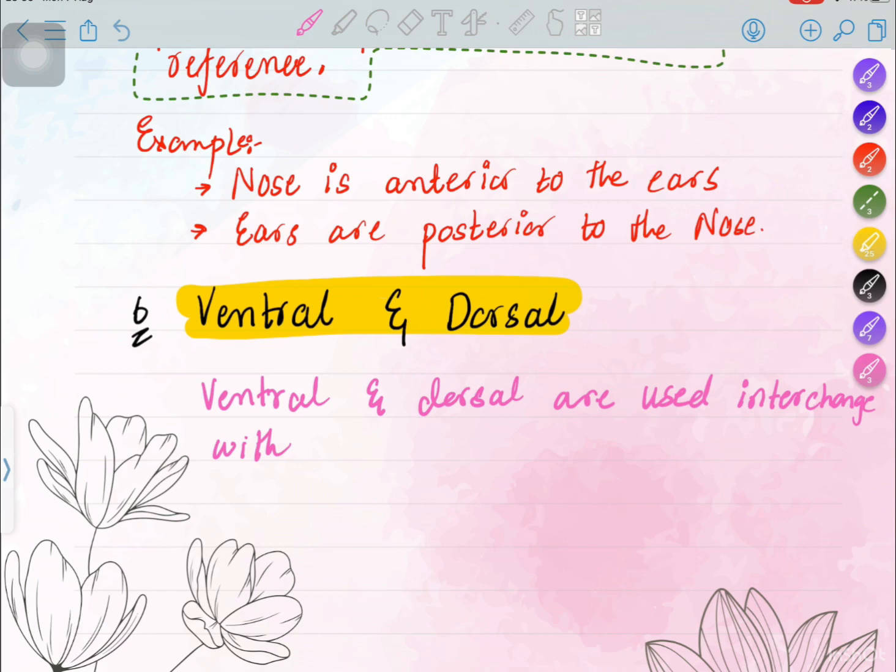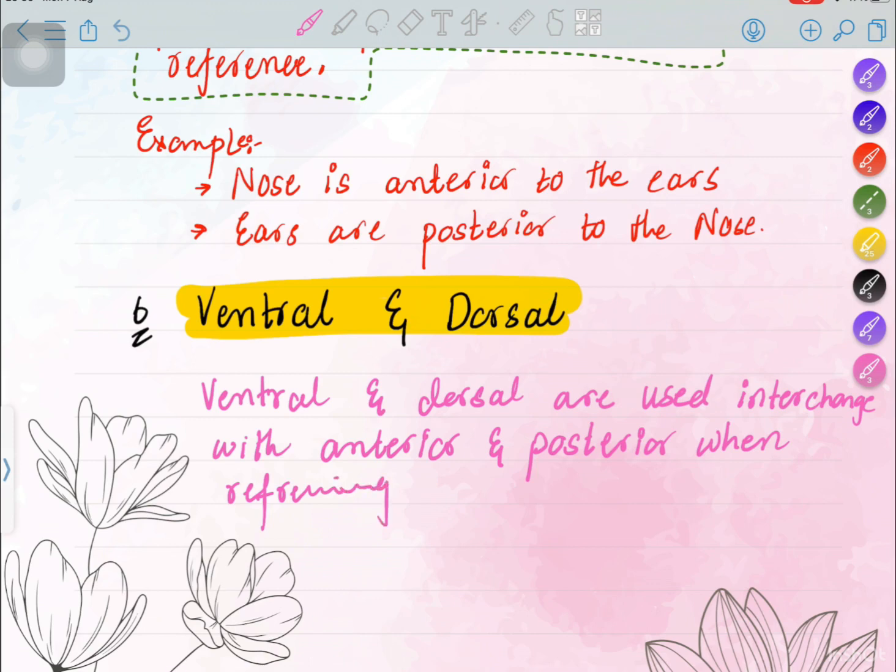So dorsal means something is posterior, correct? Ventral means something is anterior. Just keep in mind that ventral and dorsal are no new terms. They are the same as anterior and posterior. Some teachers want to use ventral and dorsal, and you would see me using when I do the dissections of cadavers, ventral and dorsal, anterior and posterior. So we use ventral and dorsal referring to anterior and posterior, to human and animal bodies.